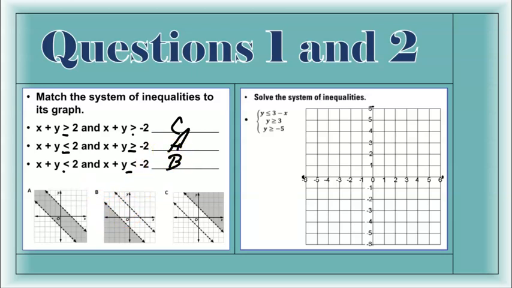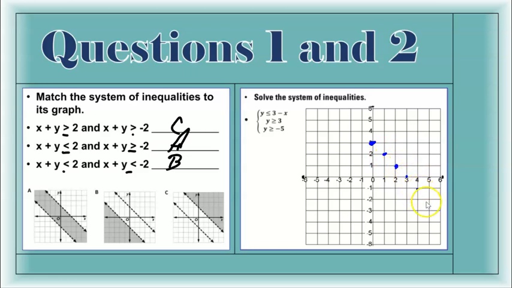Question 2. Solve the system of inequalities here. So we're going to graph them, and then we're going to shade where the solutions are. So for these, treat these like linear equations. So treat this first one as y equals 3 minus x, or y equals negative x plus 3. So the y-intercept is at 3, and it's going down by 1.